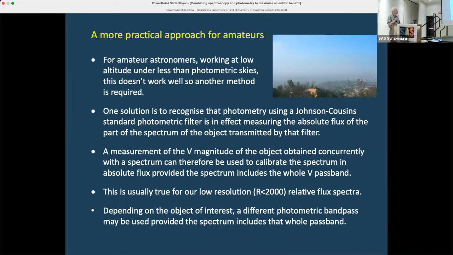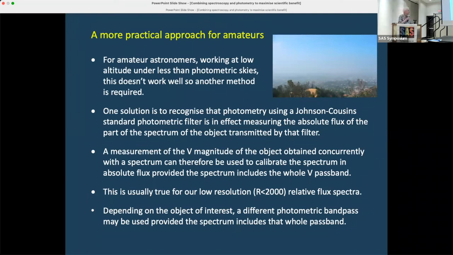Next slide, please. We have a problem with adopting that technique. Usually we're working at low altitude under less than photometric skies, where the color is not the nice dark blue that you get on the tops of mountains. And so that method will generally not work. We have an atmosphere usually with variable amounts of moisture and dust content. Certainly moisture if you're in the UK, it may be dust if you're in the US, and I've got a forest fire going somewhere close by.